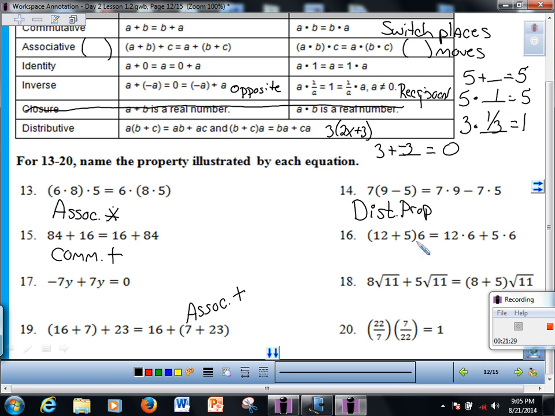This one's just written on the back side, but it's still 12 times 6 and 5 times 6. So this is also the distributive property. Number 18, 8 radical 11 plus 5 radical 11 is 8 plus 5 radical 11. They just flip sides on us, but that's another distributive property.